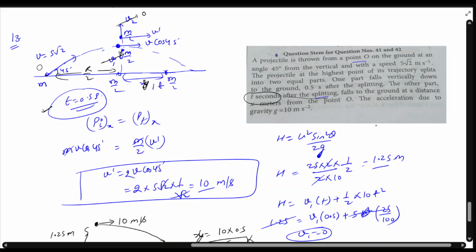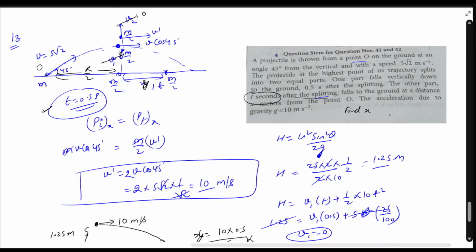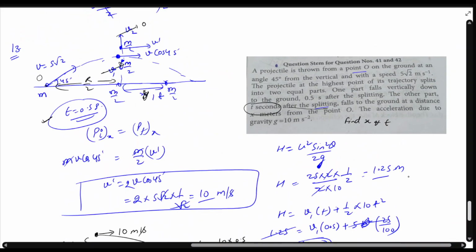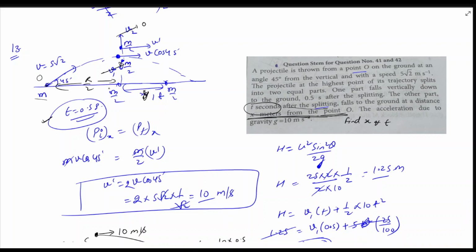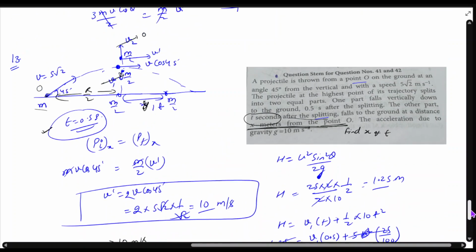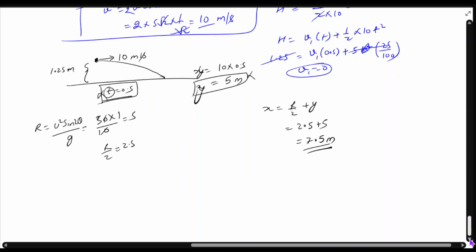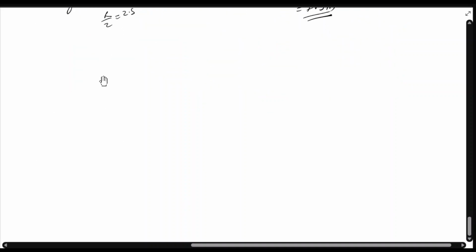So we have to find X for question 41 and T for 42. So this will be the answer. Okay. So be careful. The X is meters from the point O. From the point O. So X will be this total, so it will be R by 2 plus 1. Okay. Again, so these were our 13th and 14th questions. Let's move on to our 15th question.